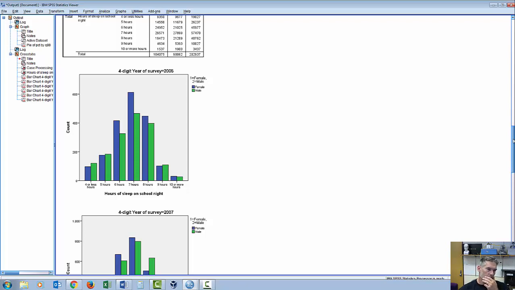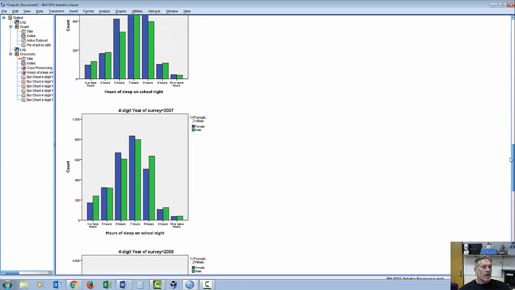It seems to be in the 6, 7, and 8 range. Yeah, and the 6, 7, and 8 range seem to be higher for females. Yeah. And so that's a little bit interesting. Yeah. And look at 2007. What do we notice between 6 and 8 hours? It looks like the men are starting to catch the women and even surpass it.